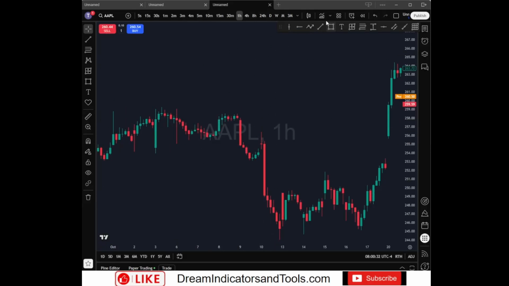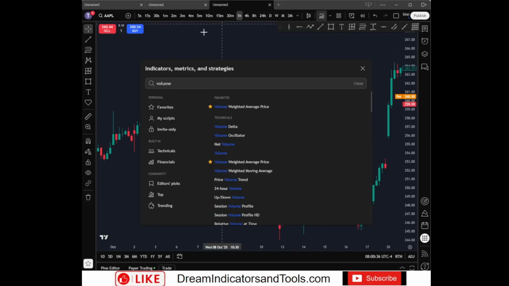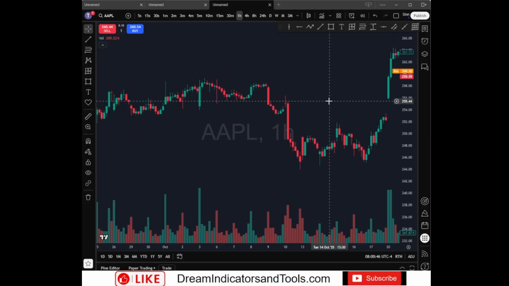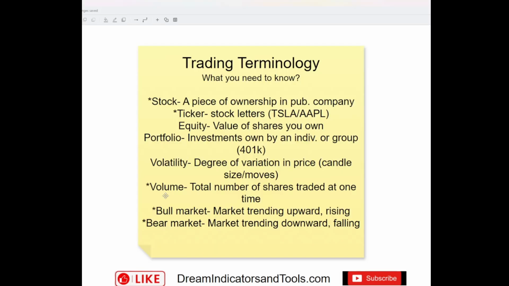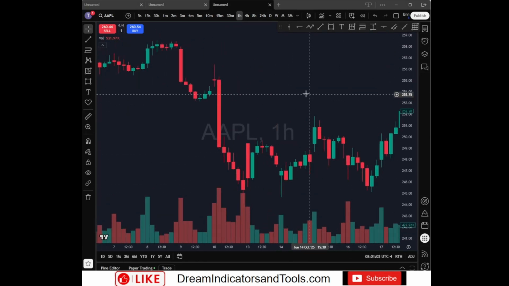Interestingly enough, oftentimes it does correlate to the other thing that we're going to look at, which is volume. This is an example of how you can find a lot of very cool indicators and can put them on a chart. So I'm going to add volume to this chart, and as you can see, the higher volume, which we'll see here, means the total number of shares traded at one time. How much activity is happening inside of that one hour candle. So you'll notice this big giant candle here had quite a lot of volume.